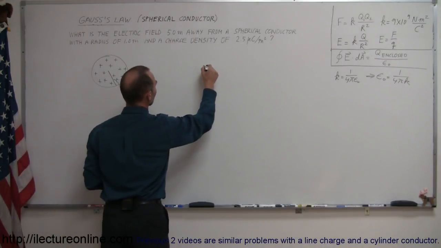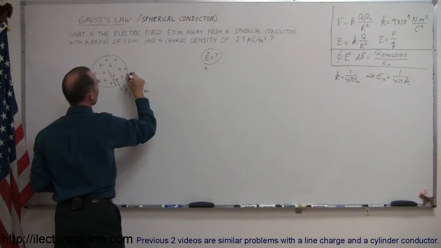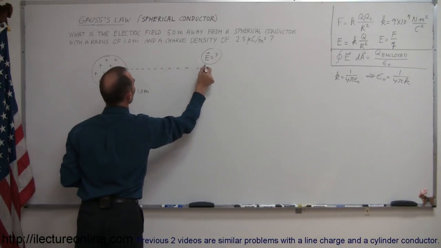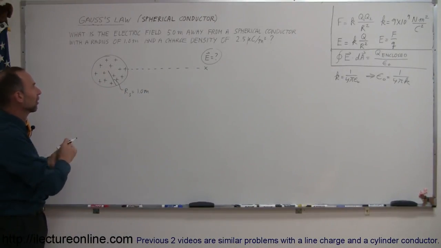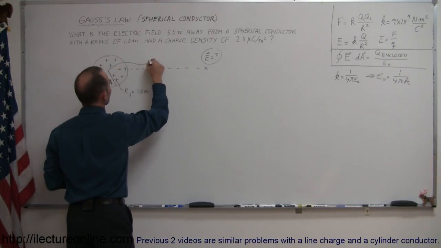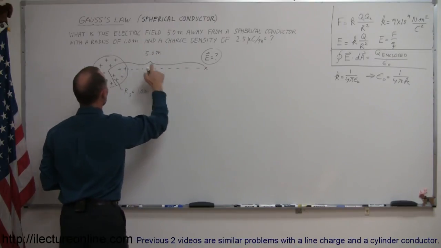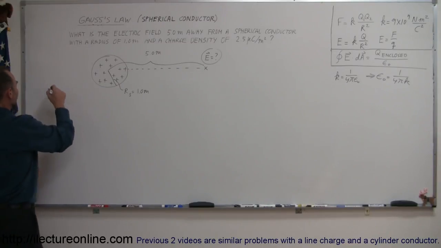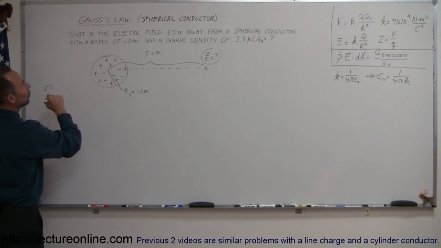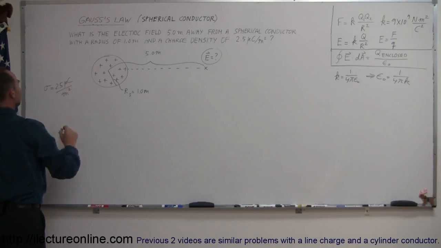And we want to know the electric field strength, E, and the direction at a distance of 5 meters away from the sphere. Now, we can imagine that the 5 meters assumes that it's from the center of the sphere. So this distance right here is then assumed to be 5.0 meters. And so what's the electric field strength that far away from this particular spherical conductor? All right, let's write that the surface charge density is equal to 2.5 microcoulombs per square meter.